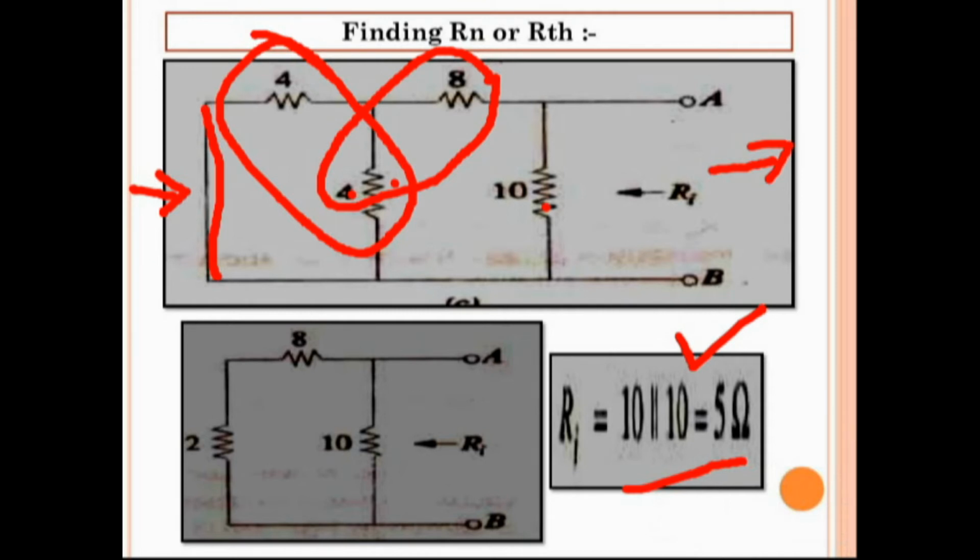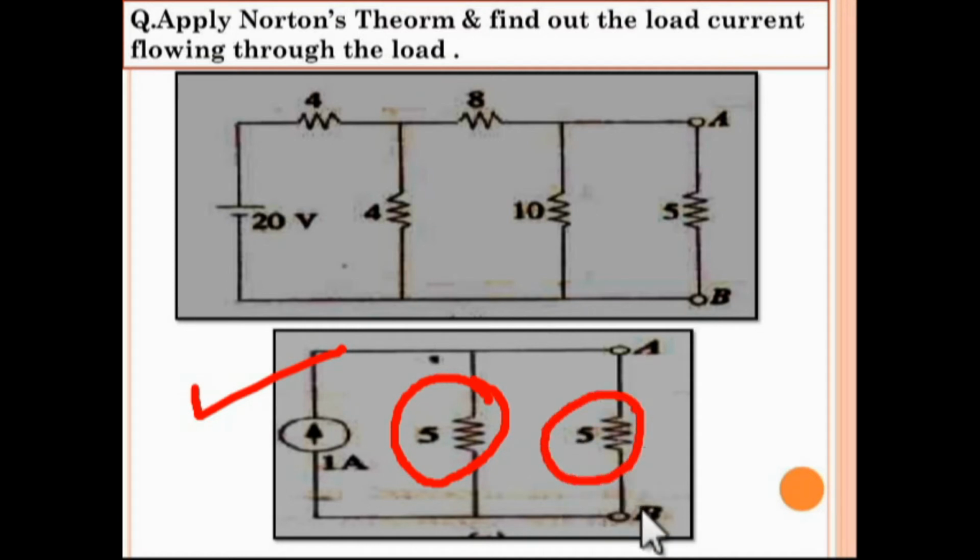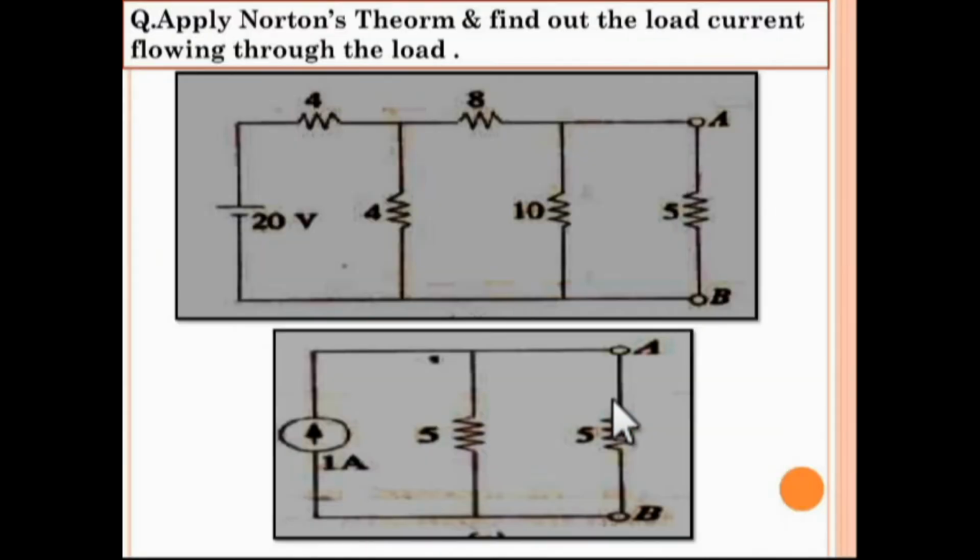Okay, now we will see the equivalent diagram. So guys, equivalent diagram क्या बनेगा? ये बनेगा. Okay, this is the final equivalent diagram you can draw. This is the Norton's current source 1 ampere, then Rn is 5 ohm, and then RL is again reconnected across these terminals, and now you can find out the current flowing through this load resistance.